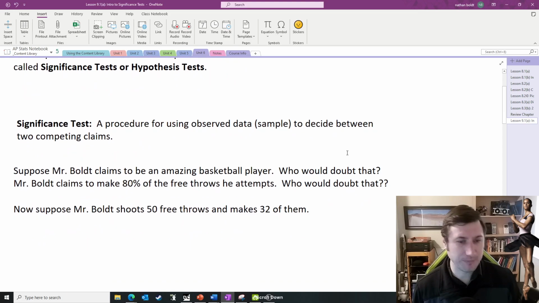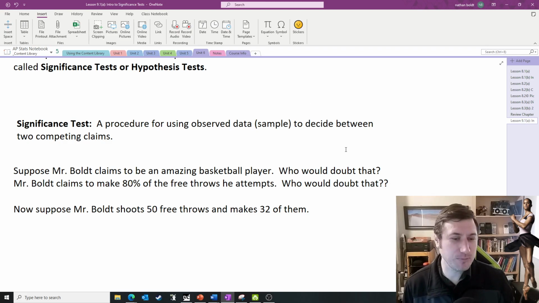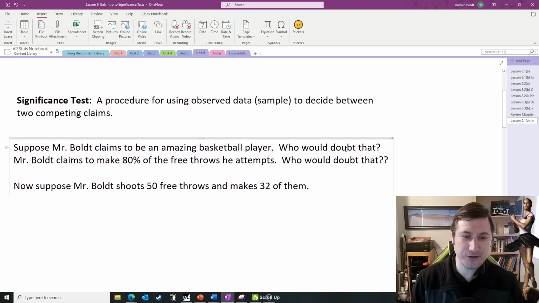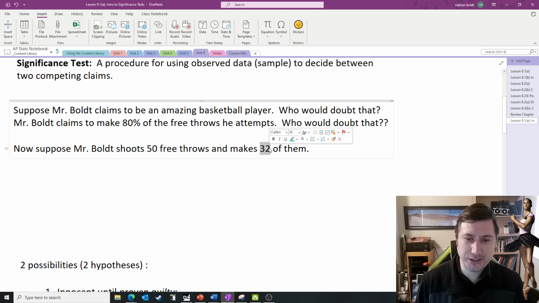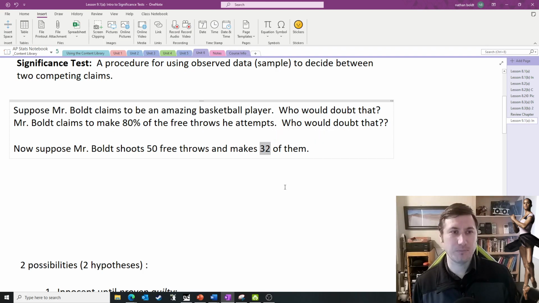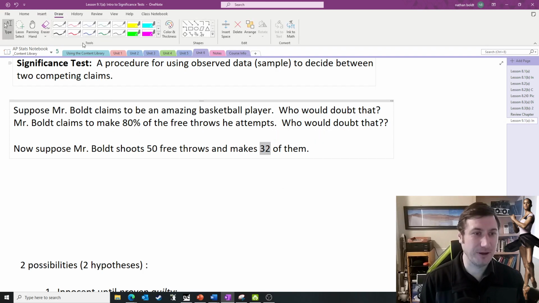Suppose Mr. Bolt claims to be an amazing basketball player. Who would doubt that? Mr. Bolt claims to make 80% of the free throws he attempts. Who would doubt that? Now, suppose Mr. Bolt shoots 50 free throws and makes 32 of them. All right, that's our sample, right?